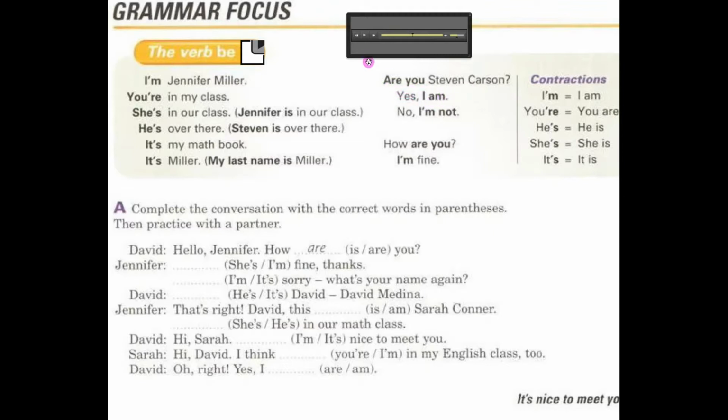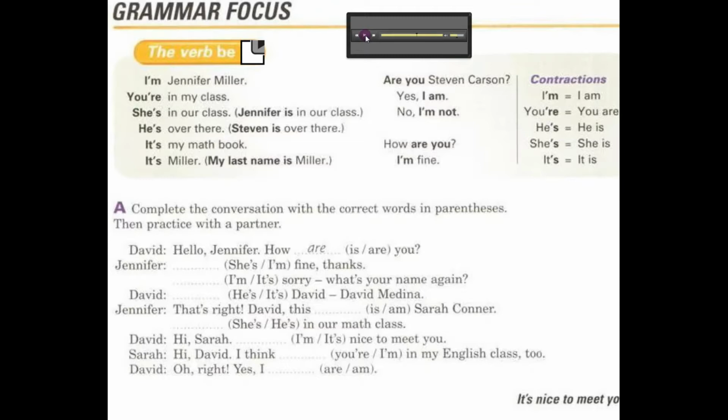"Is she Stephen Carson?" "Yes, she is." Okay? And then for the negative, "No, I'm not." If you want to make it longer, "No, I'm not Stephen Carson." "Is she Stephen Carson?" "No, she's not." "Is it Stephen Carson?" "No, it isn't." Alright.